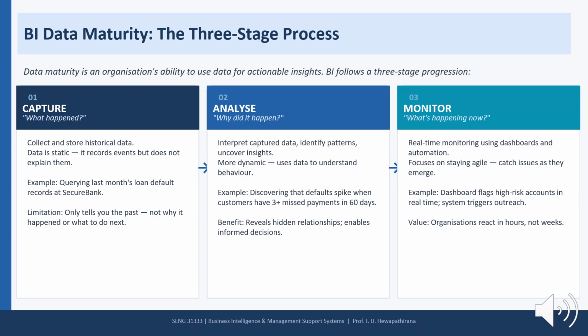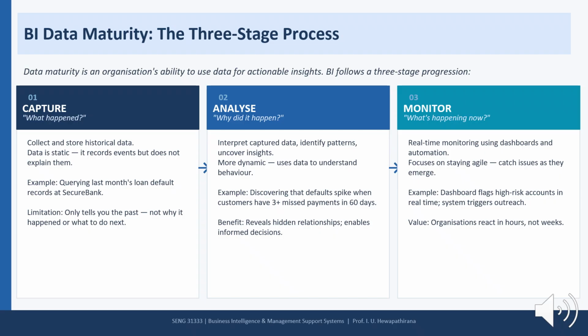The first stage is capture, which answers the question, what happened? This is the backward-looking stage. BI professionals collect and store historical data. The data at this stage is static. It is a record of past events. At Secure Bank, an example would be querying the database to retrieve last month's loan default records. This tells you what occurred, but it doesn't tell you why, and it doesn't tell you what to do next. It is the foundation, but it is not sufficient on its own.